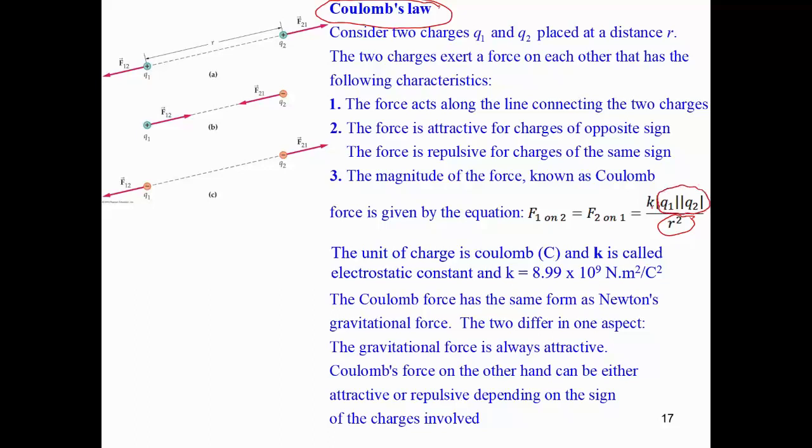That's Coulomb's law. And this equation is basically Coulomb's law. It's k times the magnitude of Q1 Q2 divided by the square of the distance between two charged particles, right? And here k is called the electrostatic constant or Coulomb constant. It's always a constant number. It's a big number, about 9 times 10 to the power 9. This is the unit.